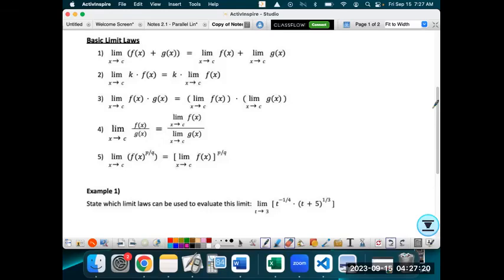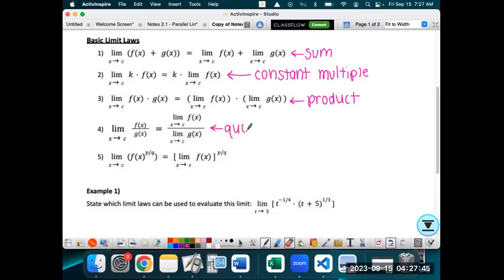We have the sum limit law. We have a constant multiple, or you can say scalar. Product. Quotient. And note that you can only split it up this way if the limit of your lower function does not equal 0.